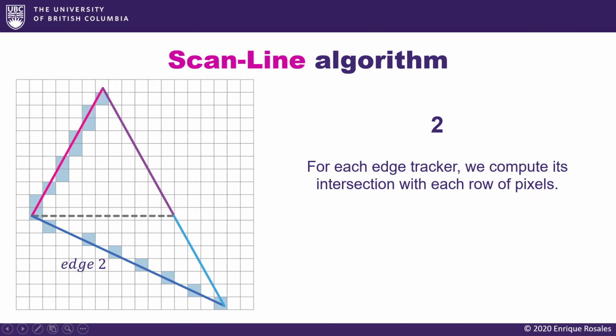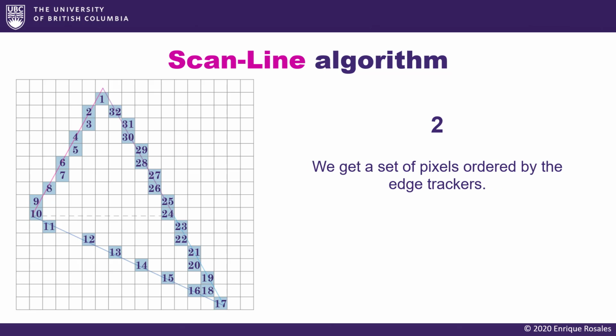So I do the same for all 4 edges, and I end up with something like this, basically the pixels that are touching the border of the triangle. This is the second step of this scanline conversion algorithm. The next step is, we have these pixels, and these pixels are ordered by the edge trackers. So if this was the first edge tracker, we have 1, 2, 3, 4, 5. So the order of these pixels is exactly the order in which I process them.